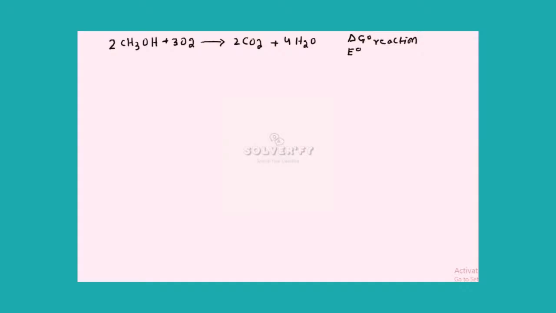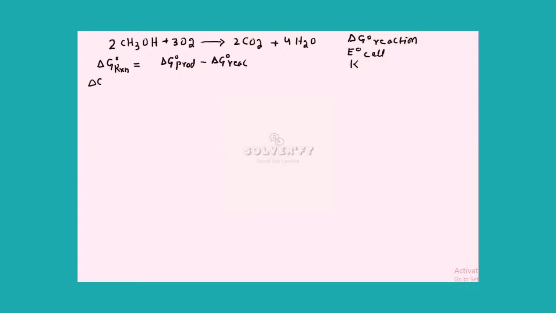A standard cell potential and the equilibrium constant K for the reaction. Now, as we know, delta G naught of the reaction is equal to delta G naught of the products minus delta G naught of reactants.